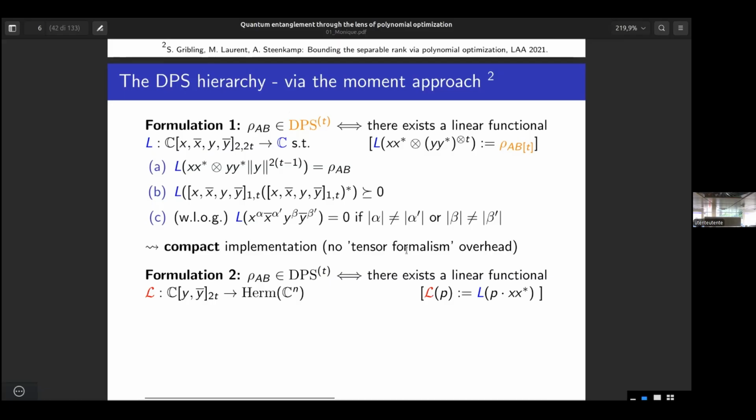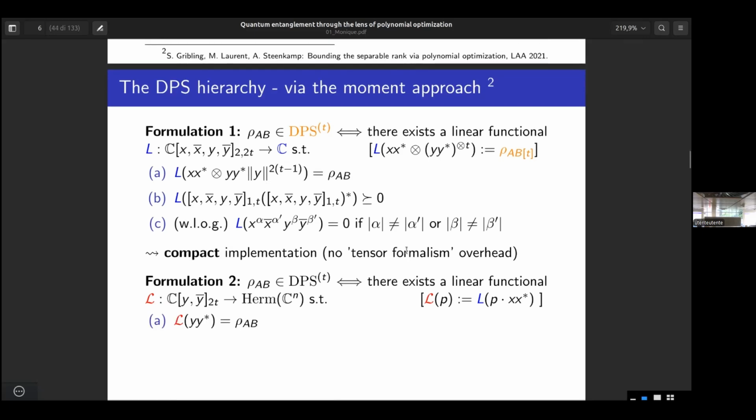So the way to fix it is, instead of looking at linear functionals going to the scalars, we now go to linear functionals going to the matrices. So we get rid of the X, we get this new linear functional acting only on the polynomials in Y bar, and it goes to Hermitian matrices via this definition. The exact detail is not so important, but this is how the XX star is taken to the picture.